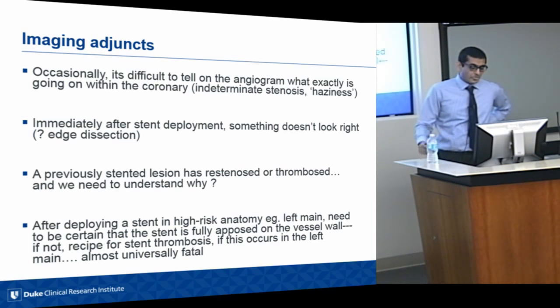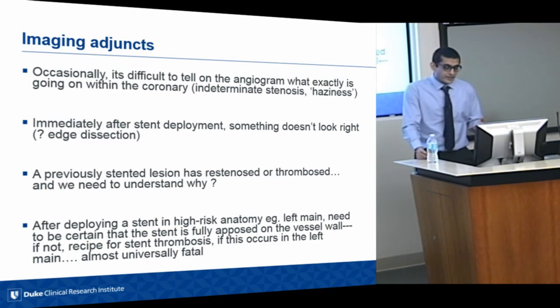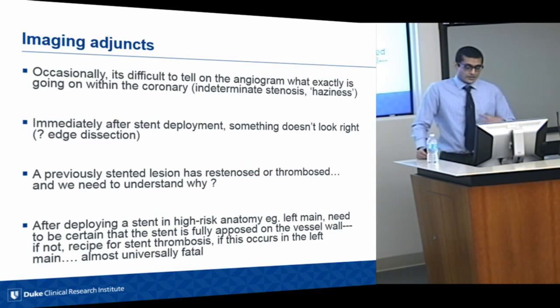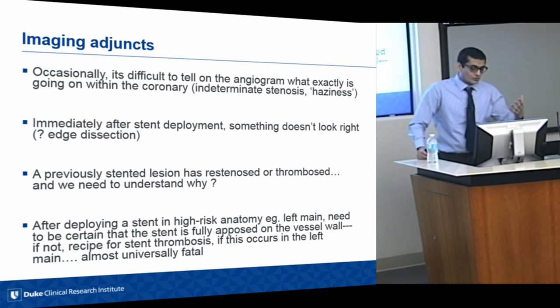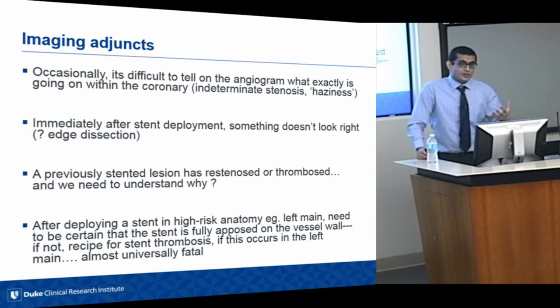and we need to understand why? Or we deploy a stent in very high-risk anatomy like the left main, where we really need to be certain that the stent is fully apposed to the vessel wall, because if it's not, then blood could flow behind the stent and could be a recipe for stent thrombosis. And if that occurs in the left main, then that's almost universally fatal.